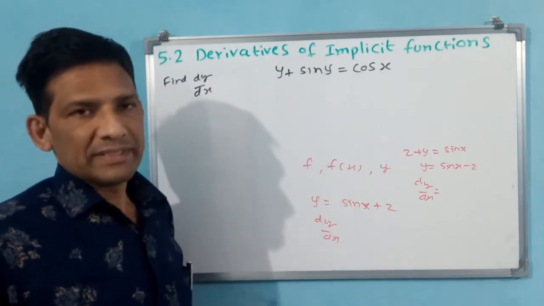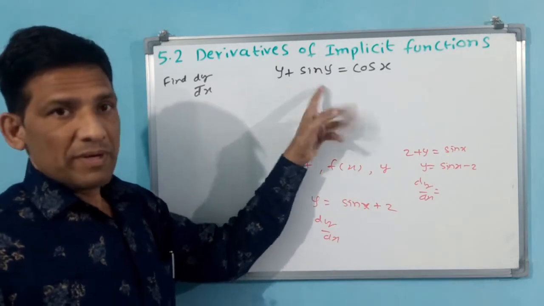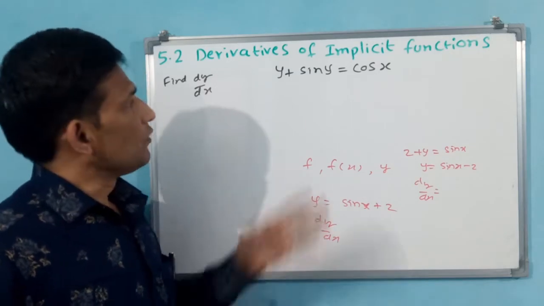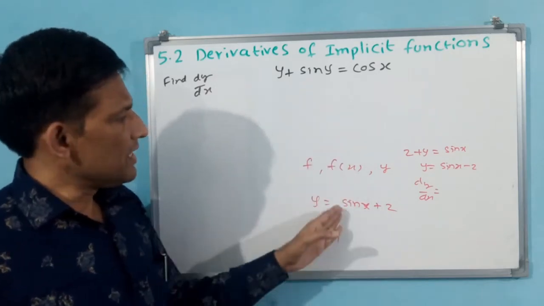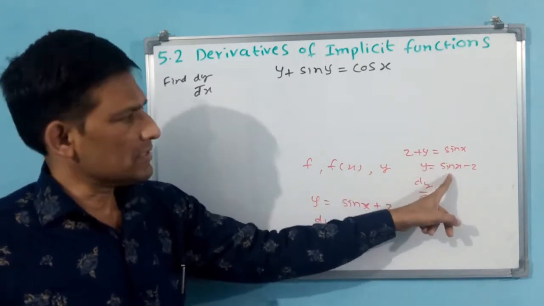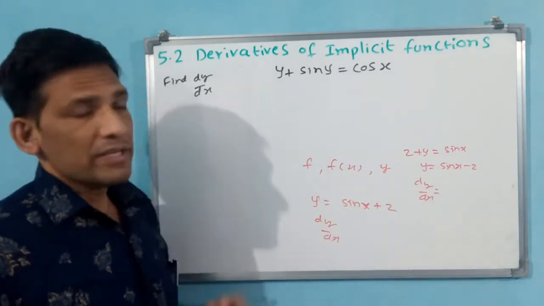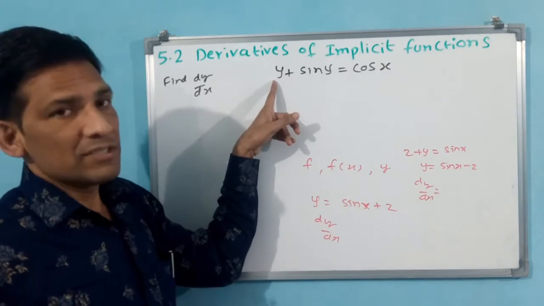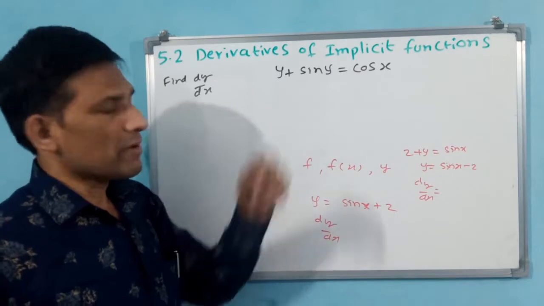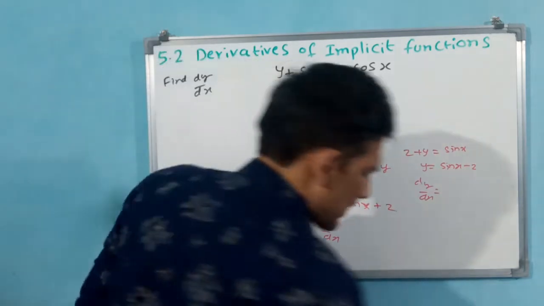This is called an implicit function. Why? Because you cannot split easily: y plus sin y is equal to cos x. Here simply you can transfer to that side, and d by dx of cos x gives minus sin x. Here how are you going to get dy by dx? This is okay, this is also okay. But what about this sin y? Like chain rule we have to do. See what I am doing now.